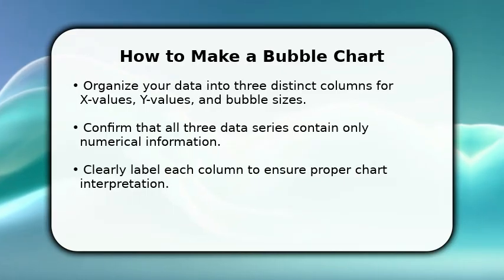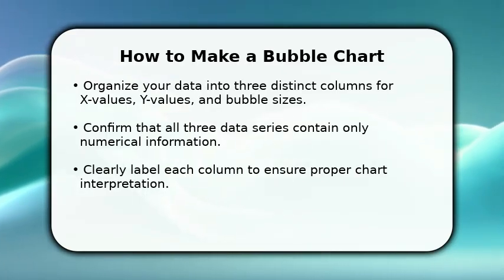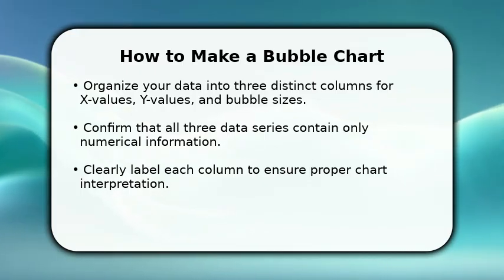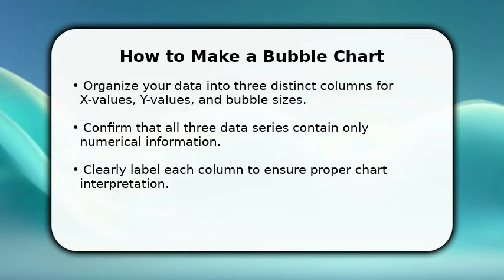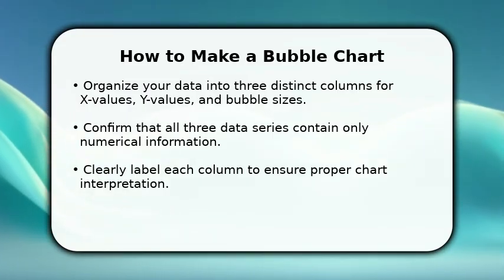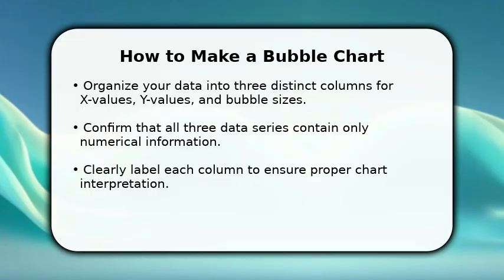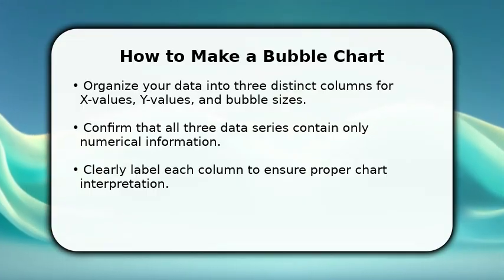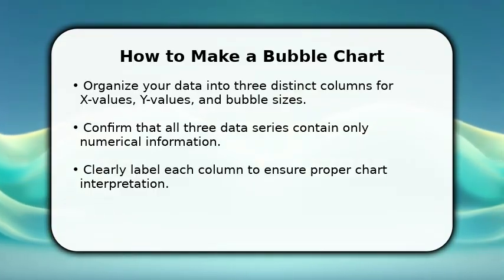Arrange your information into 3 separate columns, one for your x-axis values, another for your y-axis values, and a third for the size of each bubble. It's crucial that all these columns contain numerical data. Clearly labeling your columns will make the next steps much smoother and easier to follow.